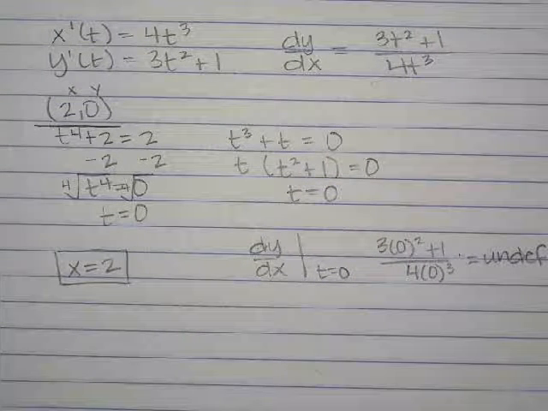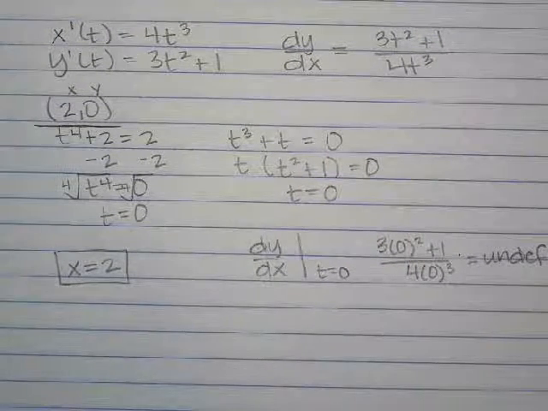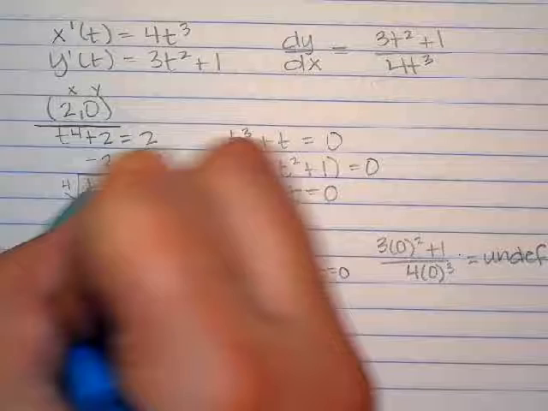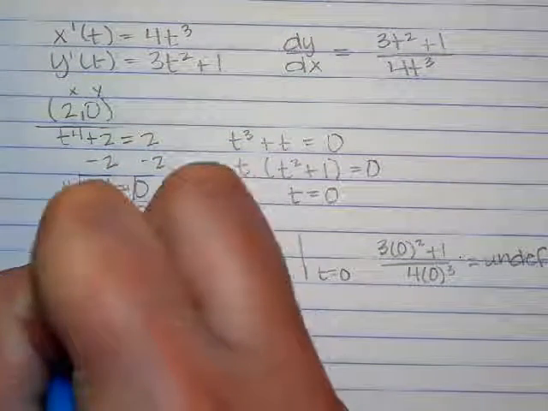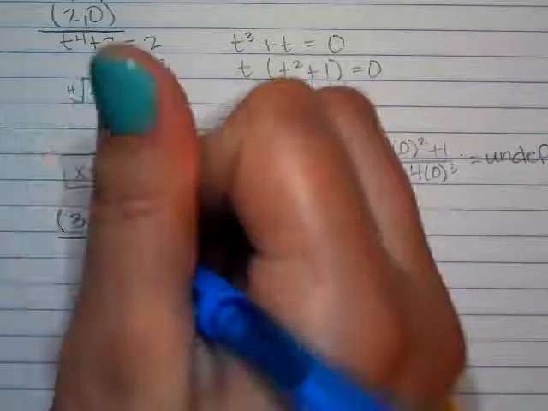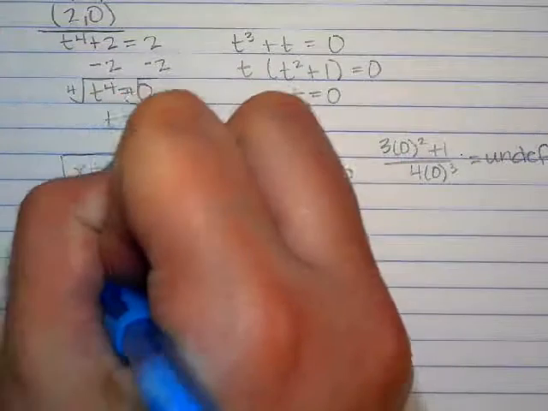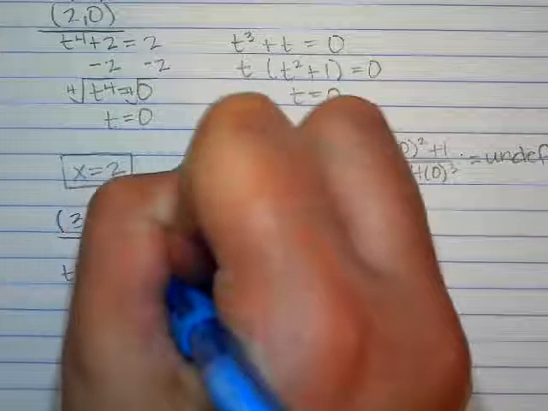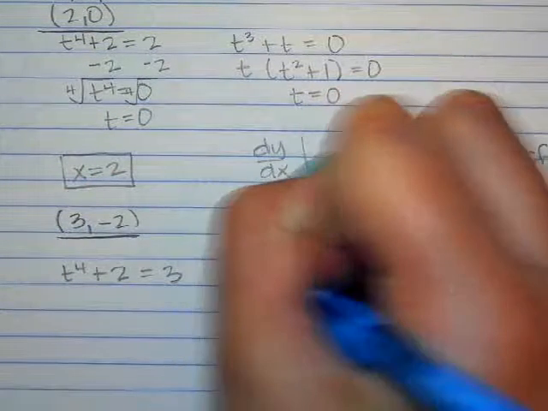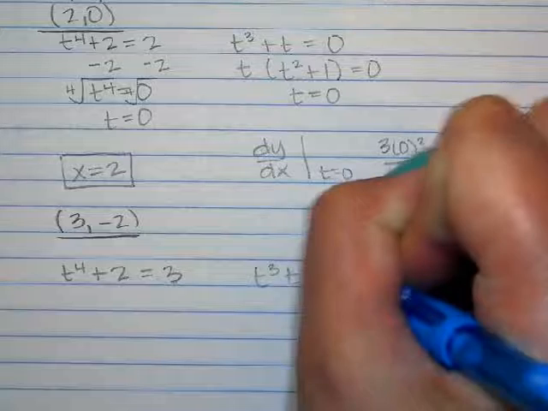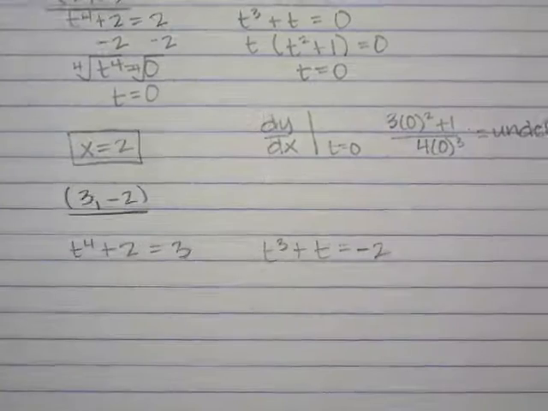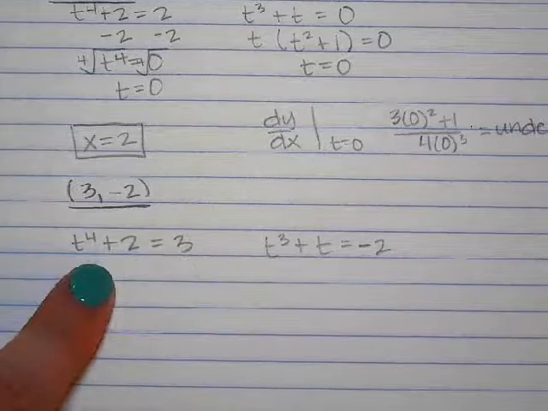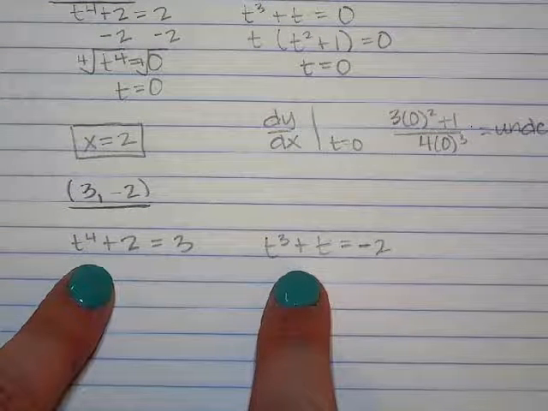Okay, let's try the next one. So we have the point 3, negative 2. Okay, so I'm going to say t to the fourth plus 2 equals 3. t to the third plus t equals -2. I don't even think I can solve that. So we're just going to see what this answer is, and then if we get more than one, then we're going to see which one fits in the other equation, okay?